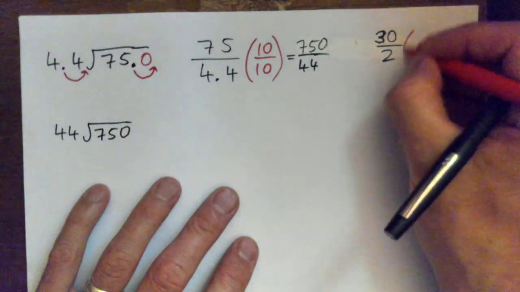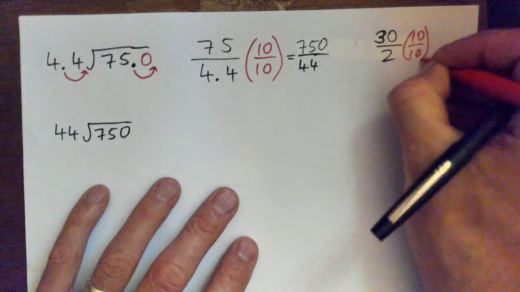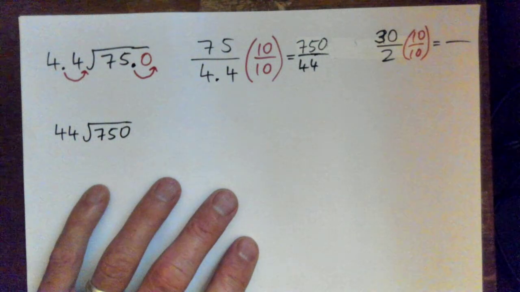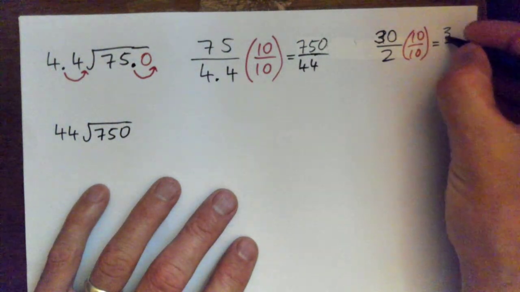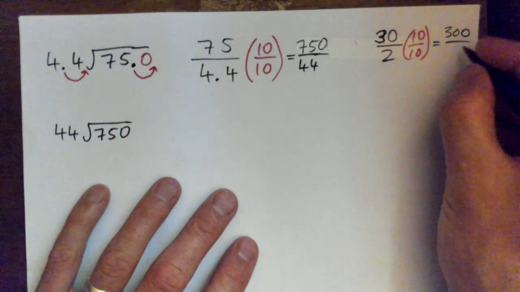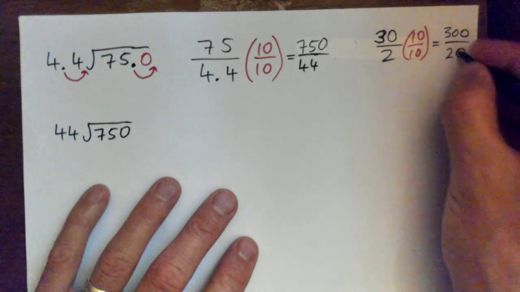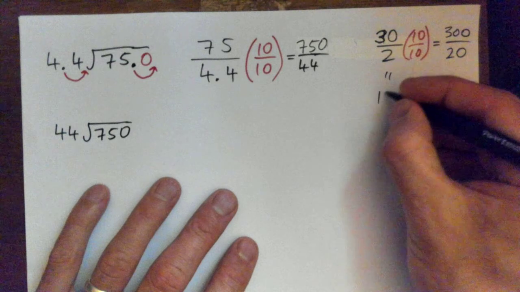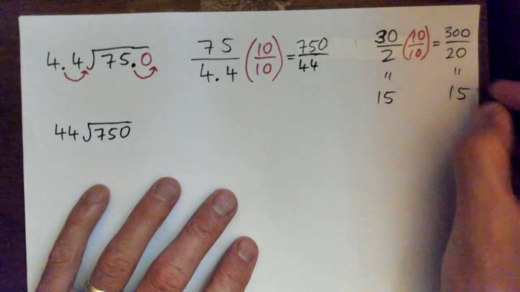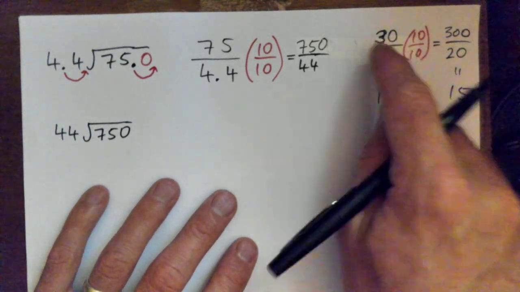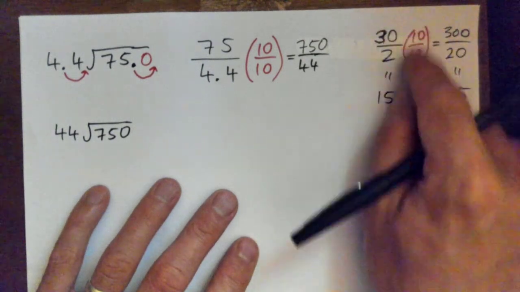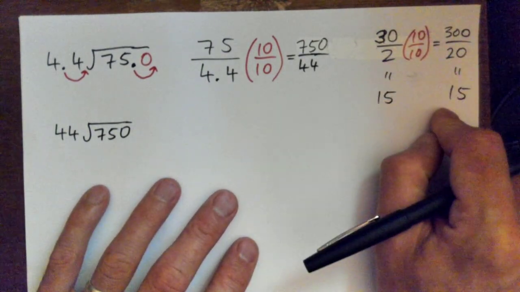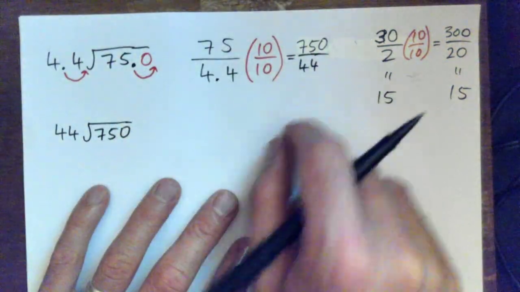But if I multiply that by 10 over 10, I would get what? We get 300 over 20, which is the same thing as 30 over 2. Either way, the answer is going to be 15. That's 15, that's 15, right? So we can take fractions, multiply them by 10 over 10, and get a new fraction. It looks different, but it's the same quantity.